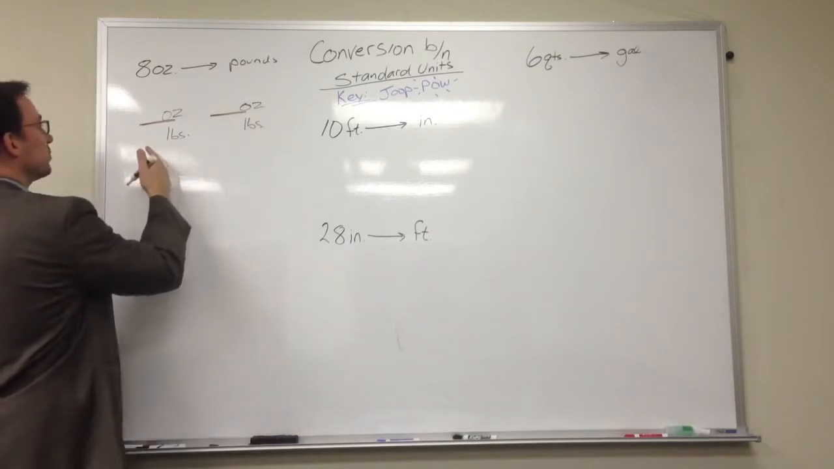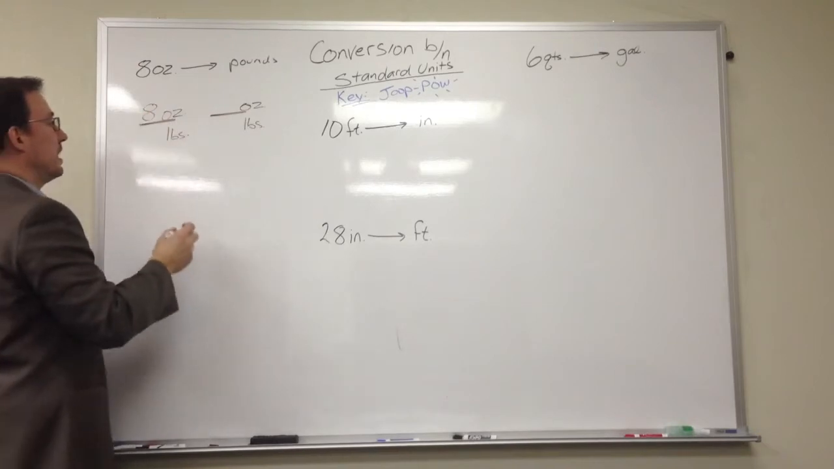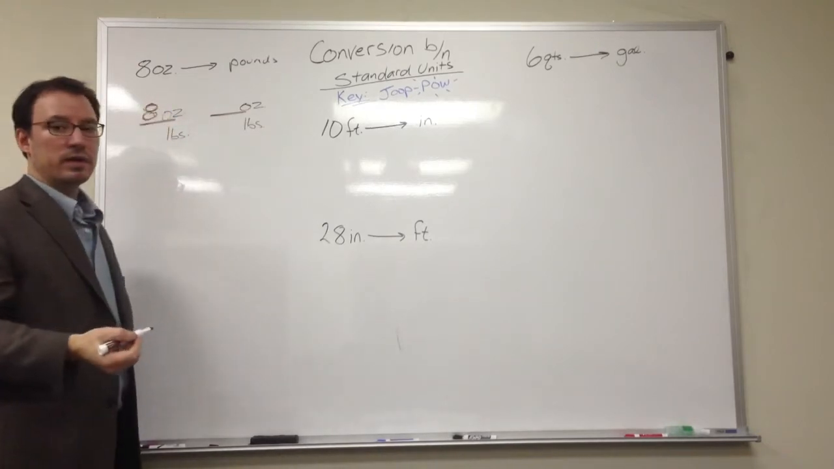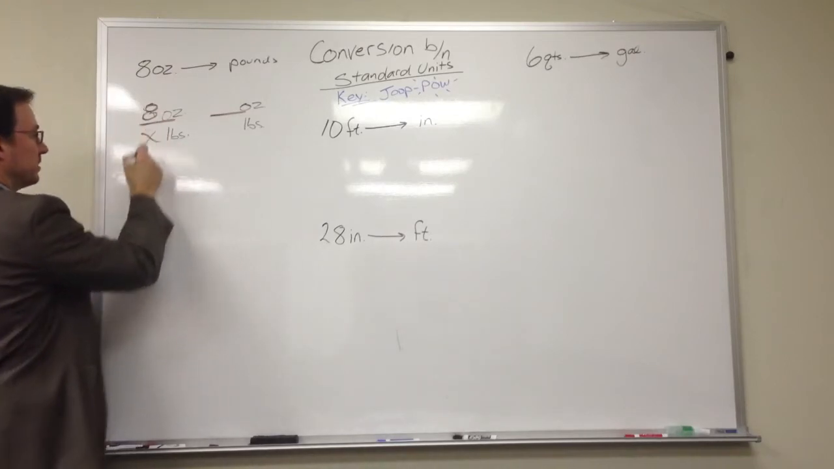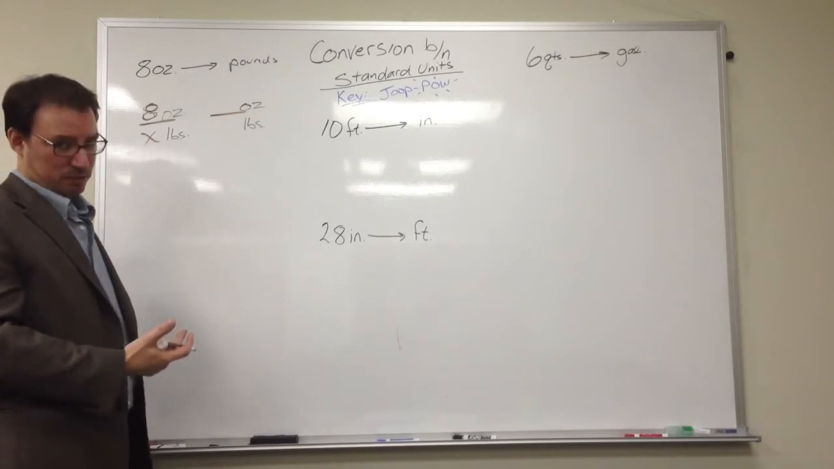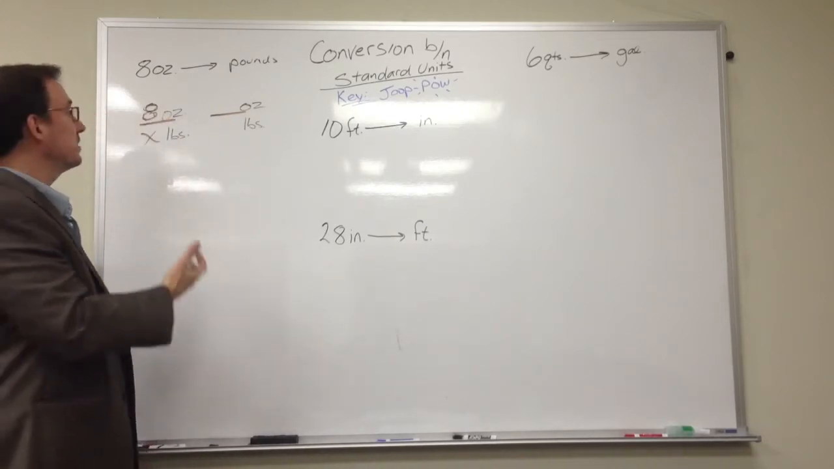So we start here. Let's start with what we know. We have 8 ounces. How many pounds is 8 ounces? Well, we don't know. That's what we're trying to figure out. So you put an X there. See, we're halfway done, haven't even thought yet. All we did was do our lines and labels, and then we put in what we have in front of us, 8 ounces.